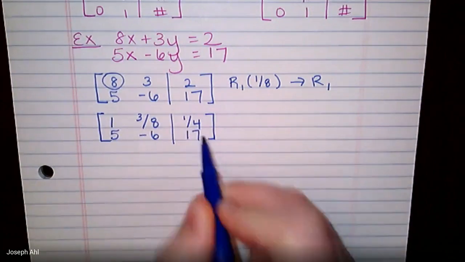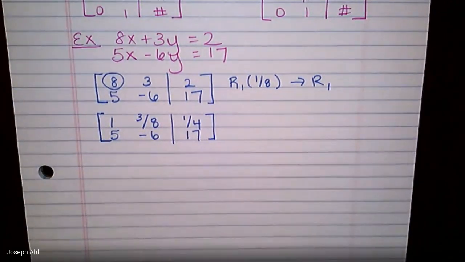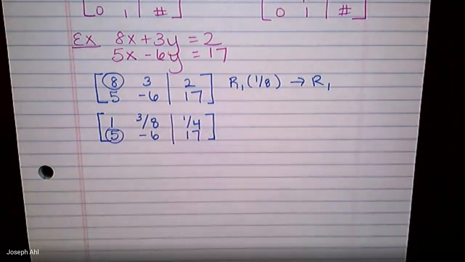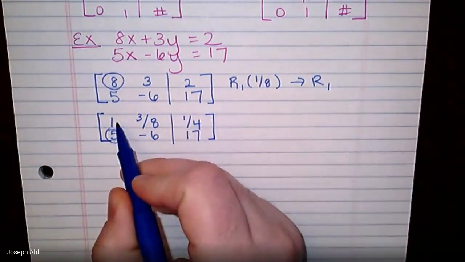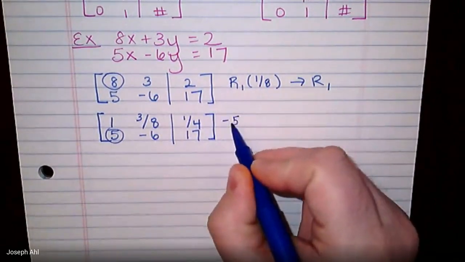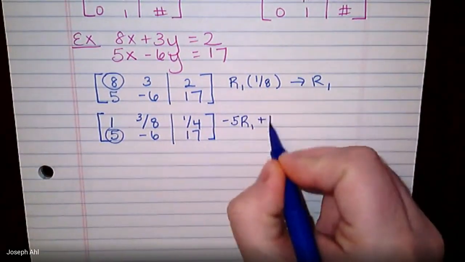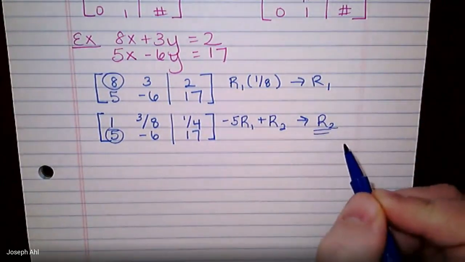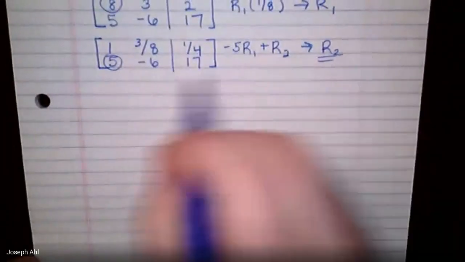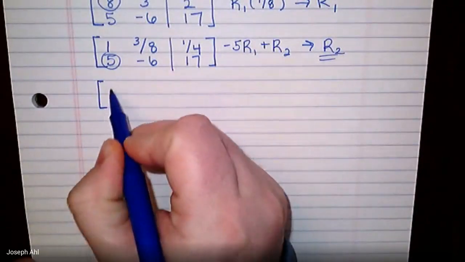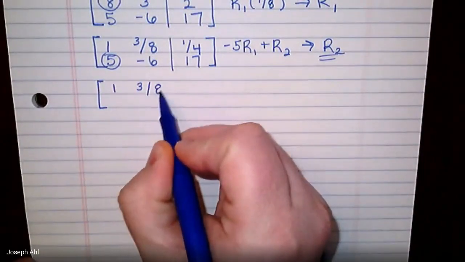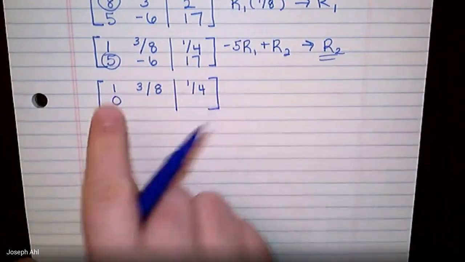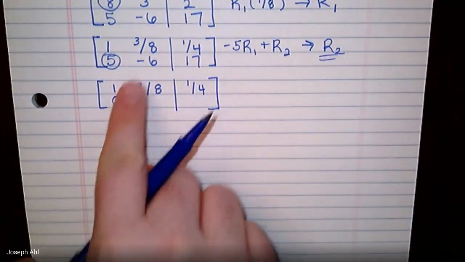5, negative 6, and 17 is the bottom row. You're still going to proceed in the same order. So the next thing you have to do is make that 5 into a 0. Now that this is a 1, that's pretty easy for us to do. Take negative 5 times row 1, add it to row 2, and all of that's going to be the new row 2. So go ahead and recopy row 1. And my new row 2 has a 0 in that spot. That was the whole goal.